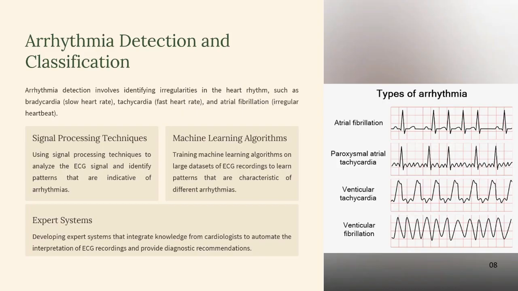And you can see here different types of arrhythmias. First is atrial fibrillation and paroxysmal atrial tachycardia. You can differentiate them according to the different waveforms, and we measure them after applying a machine learning algorithm.